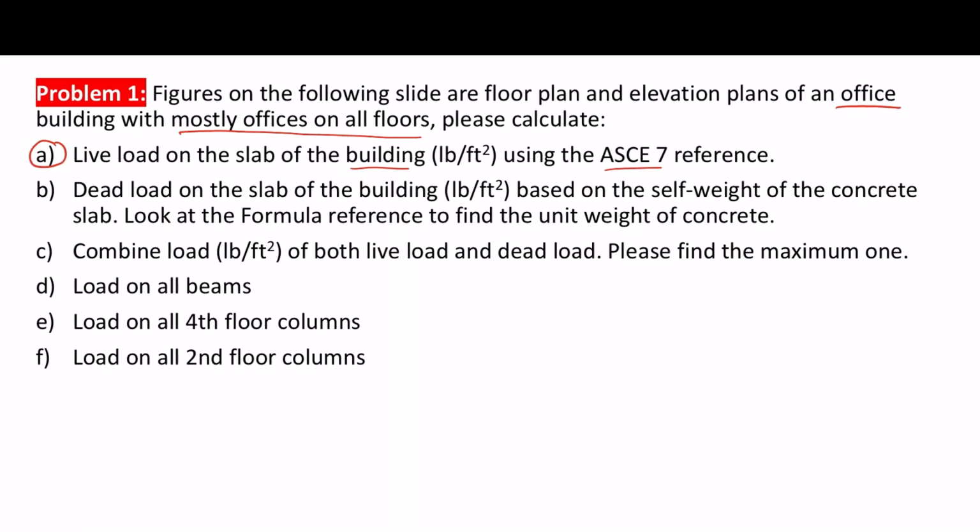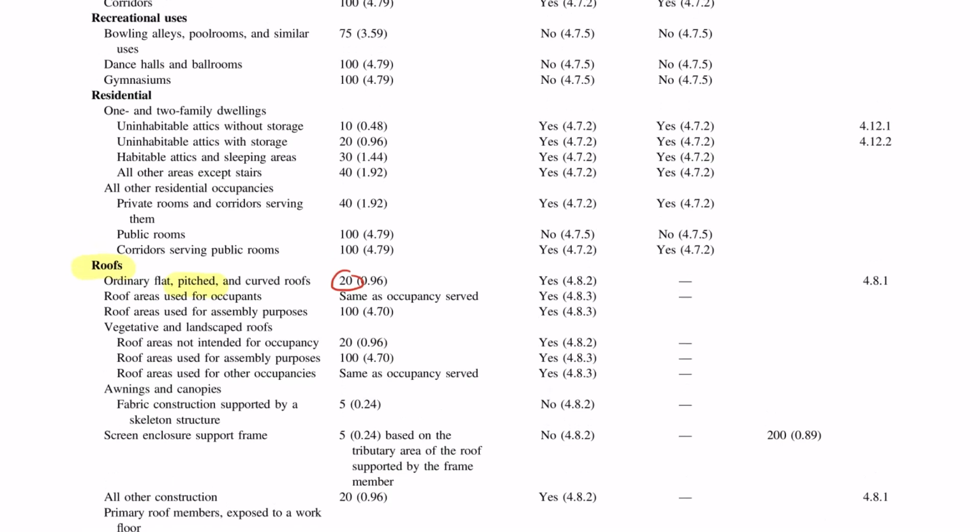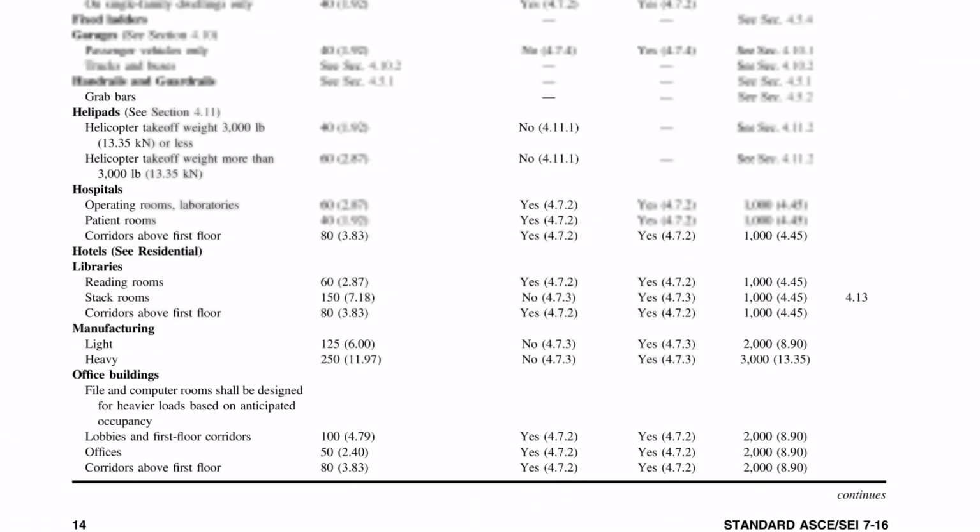Now take a look at this problem. The question is to calculate the live load of the slab of the building using ASCE 7. We know that this building is an office building with mainly offices. So if we look in ASCE 7, we check for office building, and for mostly offices, the live load is 50.